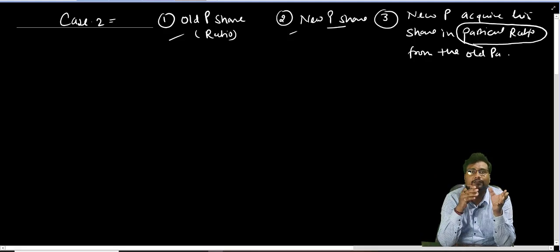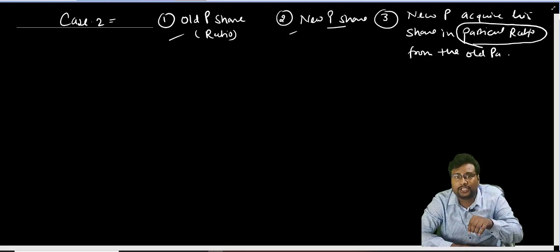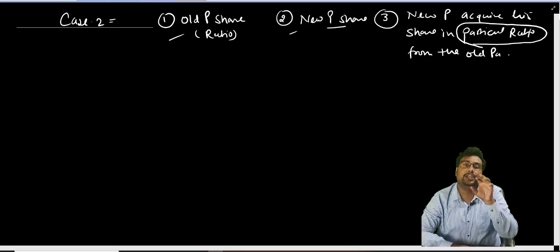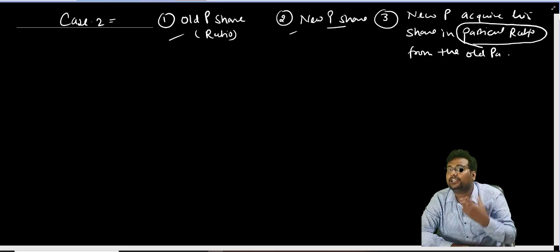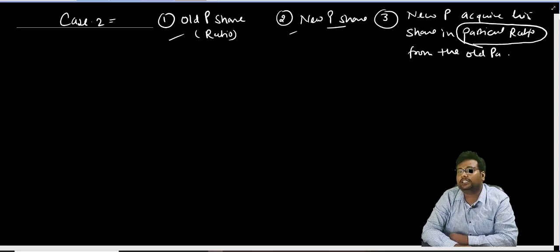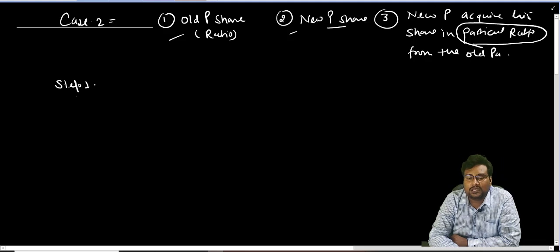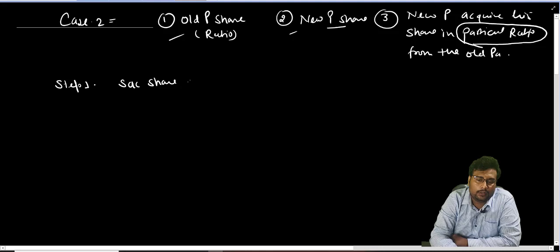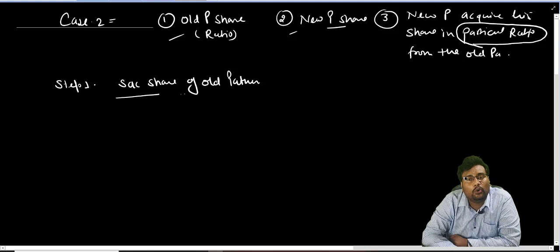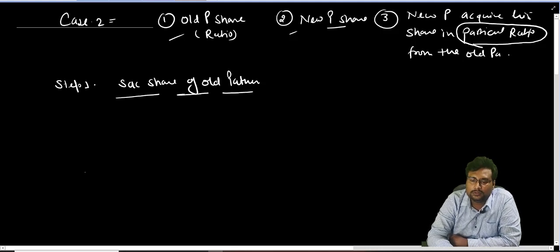So in case number 2, apart from the case number 1 information, the third information is also present, that the new partner is acquiring his share from the old partners in which ratio. So the sacrificing ratio is given. So how can we solve this case? Simply by 2 steps. Step number 1, we will first find out the sacrificing share of the old partner.